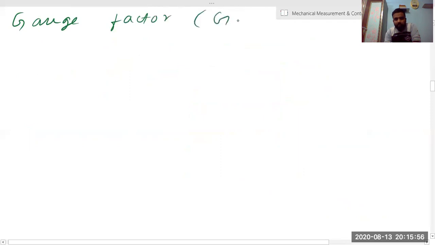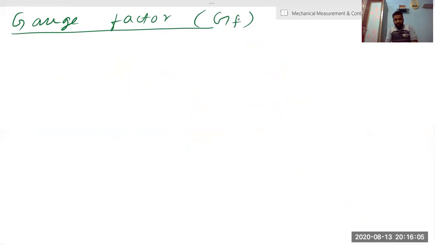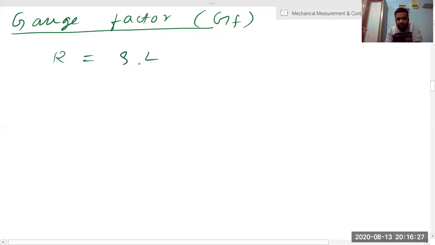Gauge factor is represented by G suffix F. A gauge factor is a constant of the strain gauge. When you go to the market to buy a strain gauge, you have to specify that you need a strain gauge of this much gauge factor. I'll not give you the definition at the start. I'll just simplify things for you. I'll start with R is equal to rho L by A.